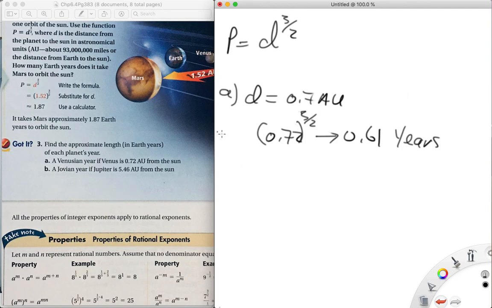And they asked for a Jovian year, which is a year on Jupiter. Oh, so this would be a Venus year. So a Venus year is 0.61 Earth years. How neat. And then for a Jupiter year, it would be 5.46 raised to the 3/2 power.